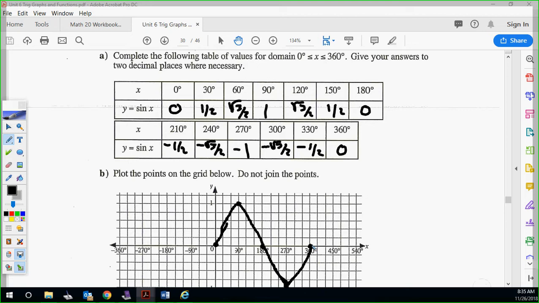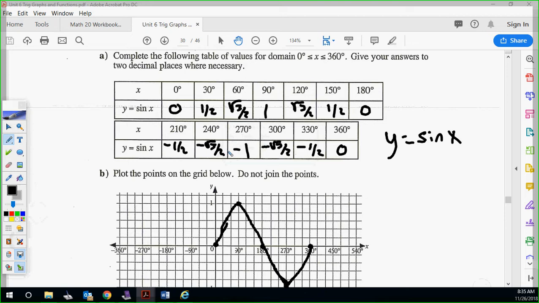Oh, sorry, it says do not join the points. But okay, go ahead and in your calculator, graph the y of sine x. Make sure you're in degree mode because we're doing degrees right now. Okay, and I'm going to pause it for a second and get the calculator up for us.